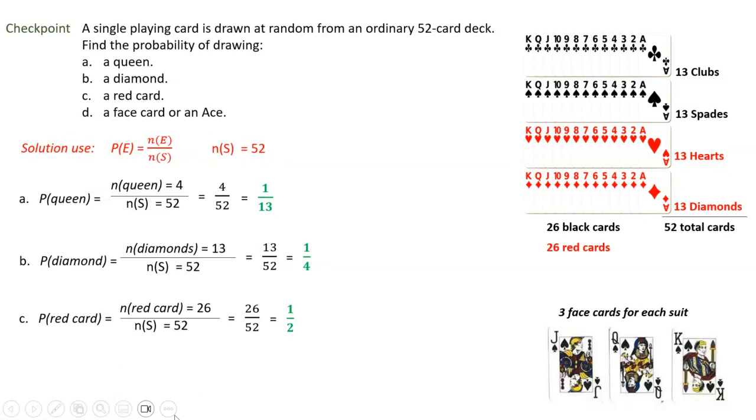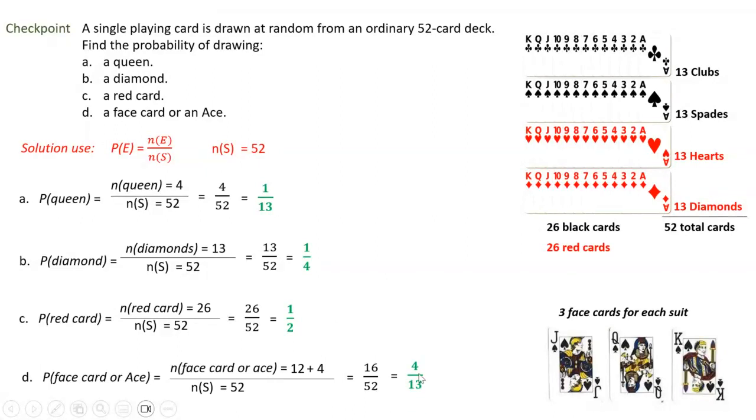A face card or an ace. Right, how many face cards are there? There's 3 in each suit, so 3 times 4 is 12. How many aces are there? There's 4 aces, so 12 plus 4 divided by 52. It'll give us 16 over 52. If we reduce it, it's going to give us 4 over 13. So this is how you use probabilities.